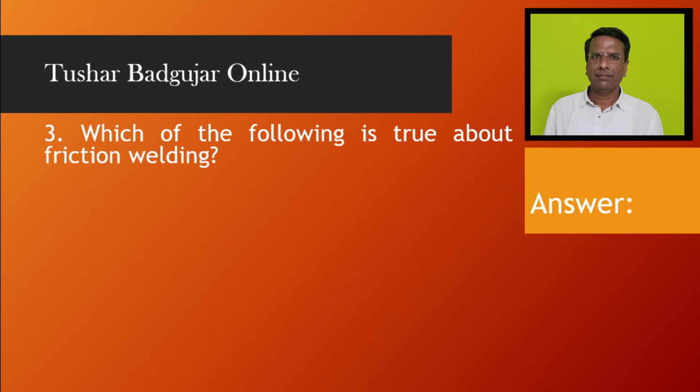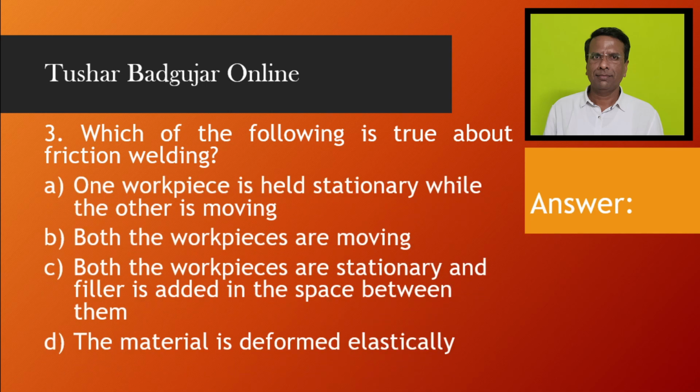Which of the following is true about friction welding? One workpiece is held stationary while the other is moving. Both the workpieces are moving. Both the workpieces are stationary and filler is added in the space between them. The material is deformed elastically. And the answer is A. One workpiece is held stationary while the other is moving.